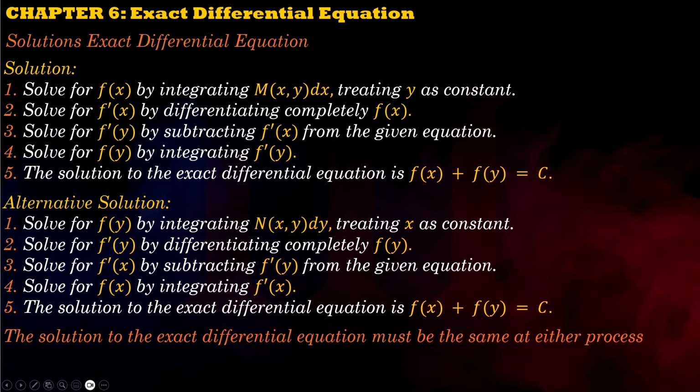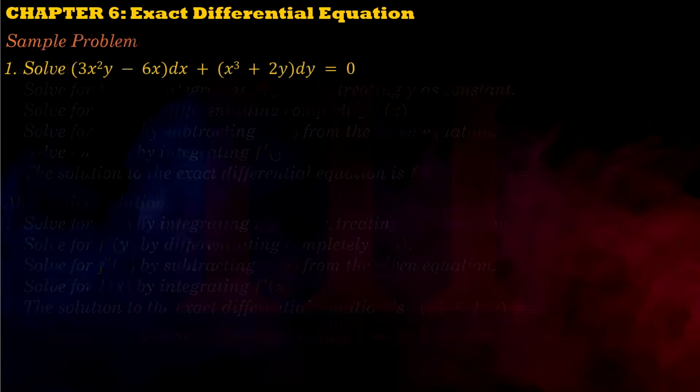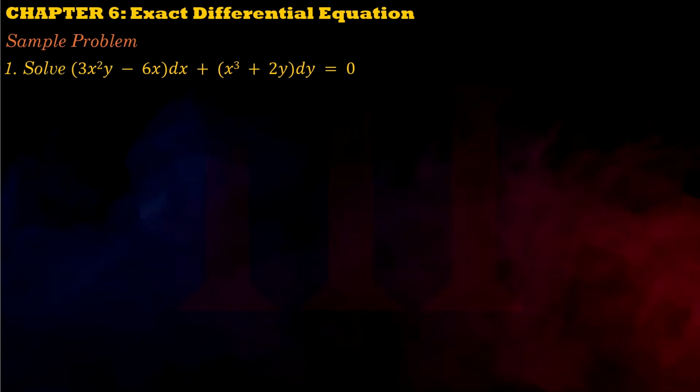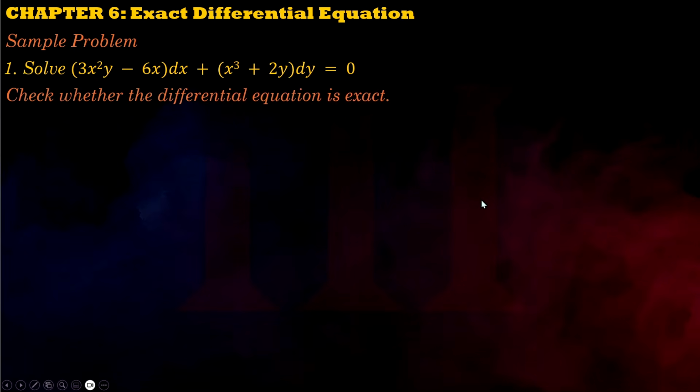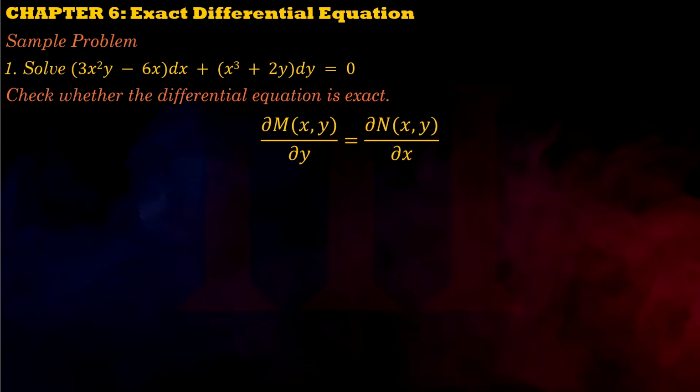Okay? So maybe let's apply these steps in an equation so that we could further understand how to solve this particular differential equation. So first thing that we have to do is check if this is really an exact differential equation. How? We take the term with dx. We should follow this condition. The partial derivative of this term with respect to y must equal the partial derivative of this term with respect to x. So let's take the partial derivative of each term.